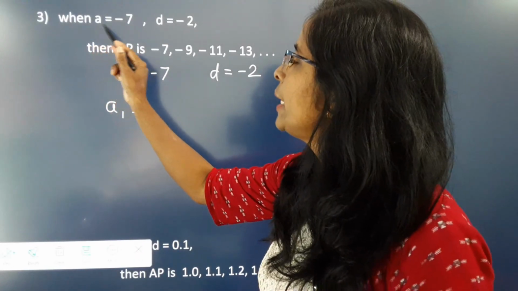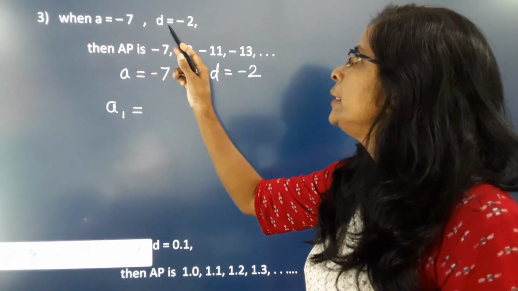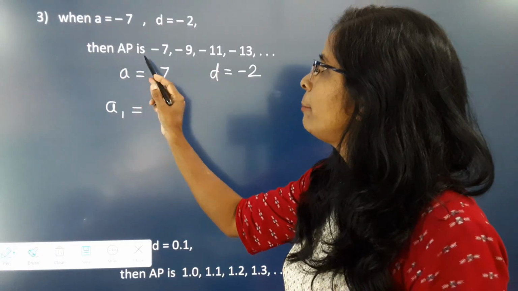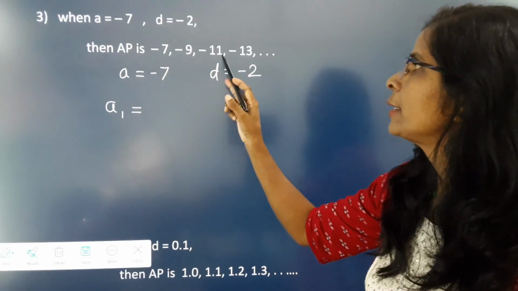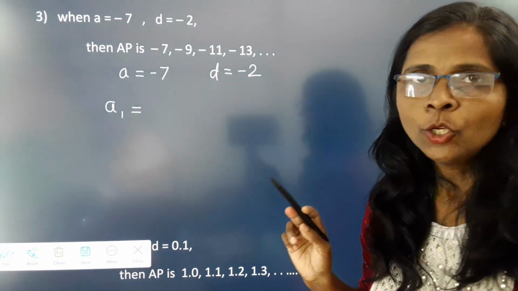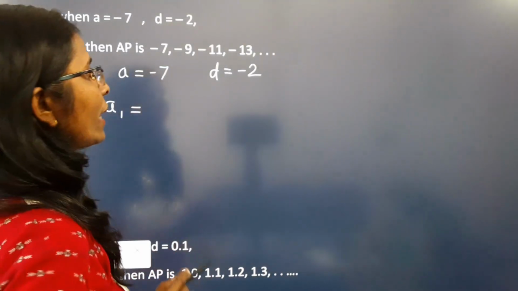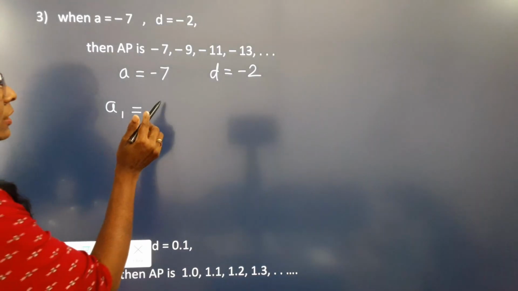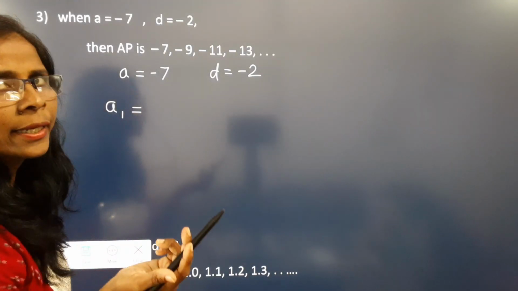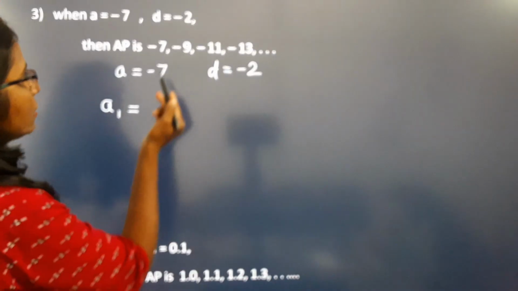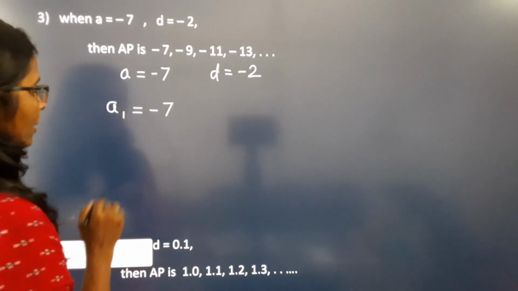Third example, when A is equal to minus 7, D is equal to minus 2, then the AP is minus 7, minus 9, minus 11, minus 13. So here, students, A is equal to minus 7, D is equal to minus 2. Now calculate A1. There is A1, which means the first term. The first term is given, so minus 7.